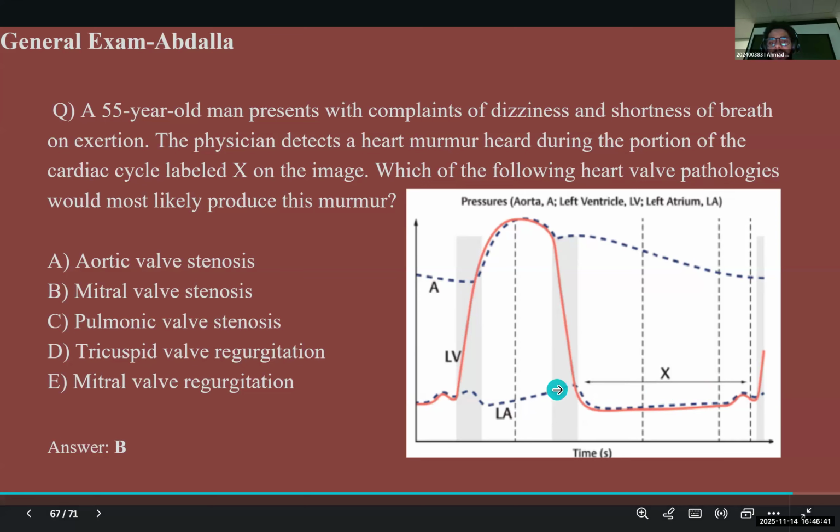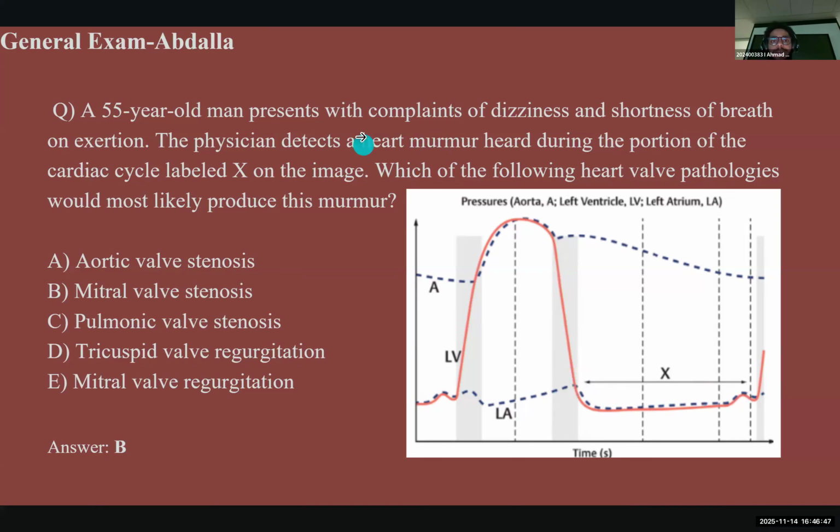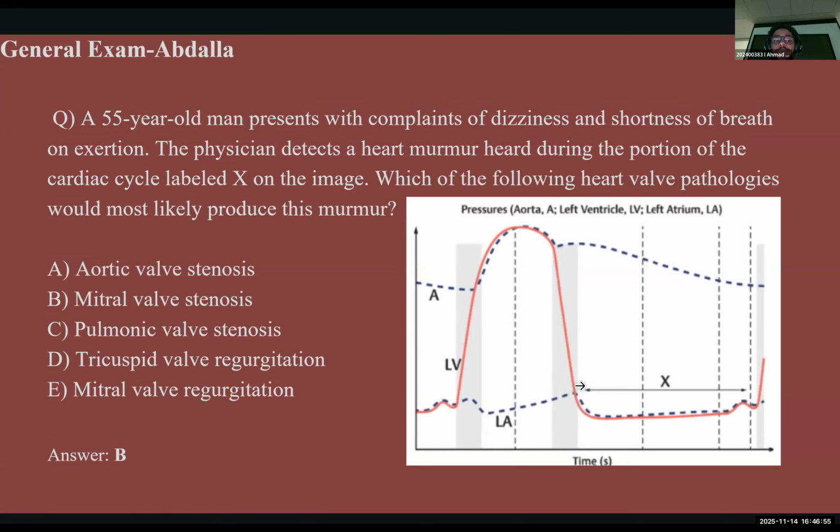Look at it. We've got higher atrial pressure than ventricular. So AV valves are open. What is happening here? Ventricular filling. So that means diastole. That means it's a diastolic murmur, right? Remember our mnemonic? ARMS. So it would be aortic regurgitation or mitral stenosis. So that's why the answer is B.